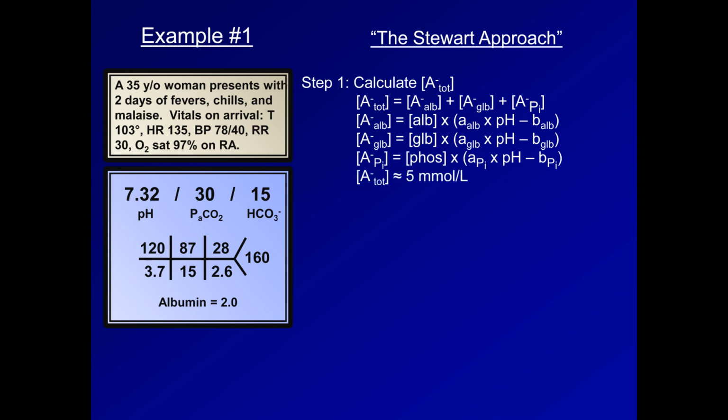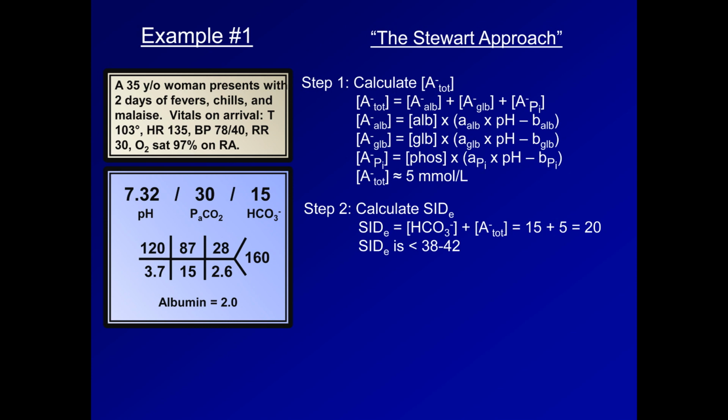For step 2, you would calculate the effective strong ion difference. This is equal to the bicarb concentration plus A total, which is 20. Since 20 is below the normal range of SID-E of 38 to 42, this patient has a strong ion acidosis.